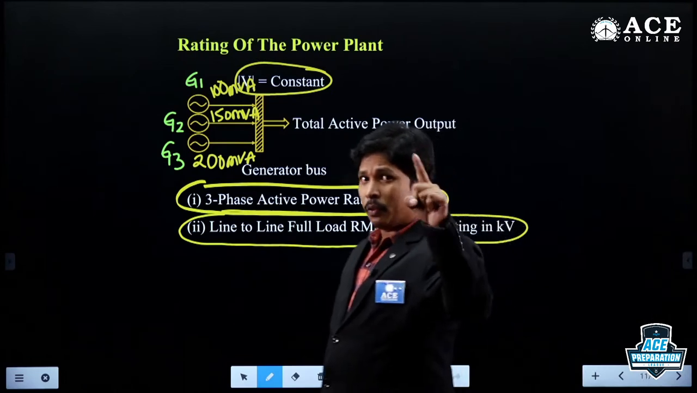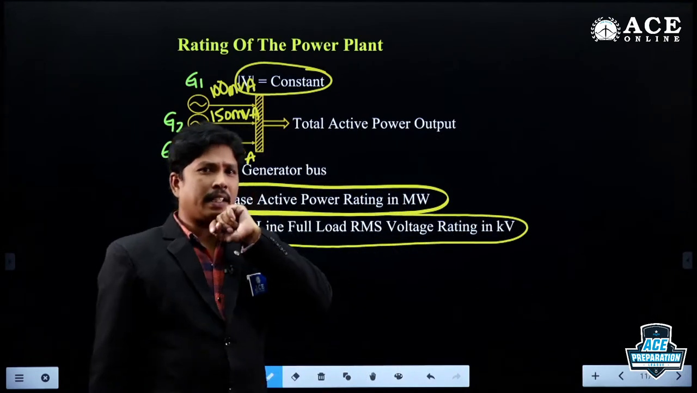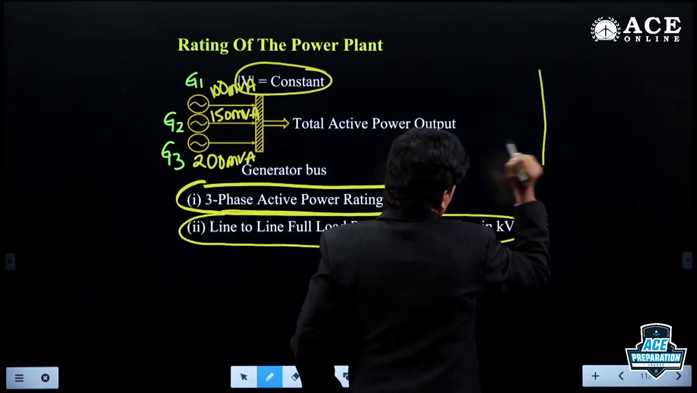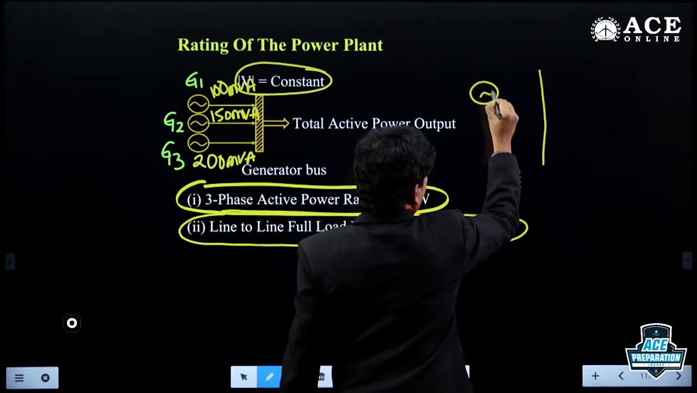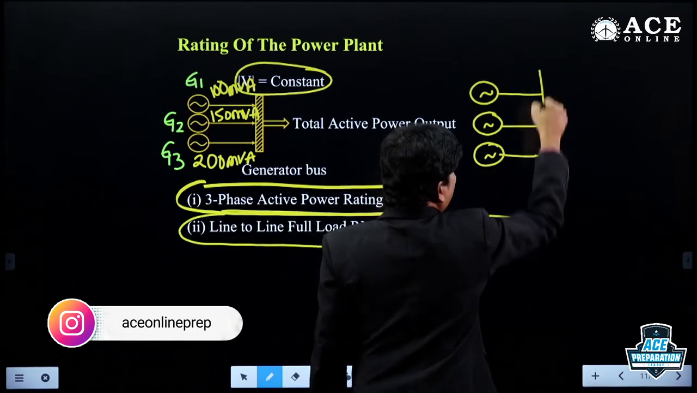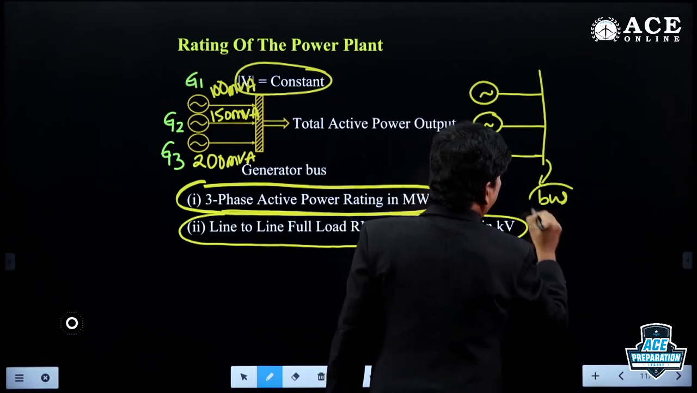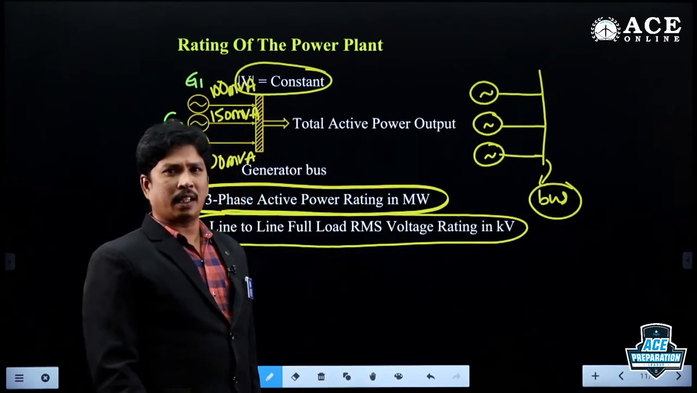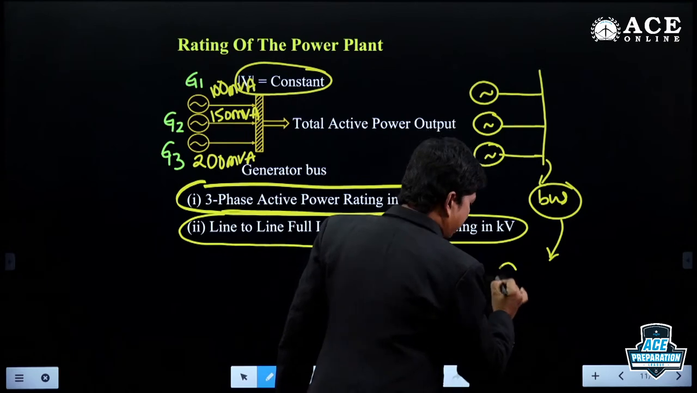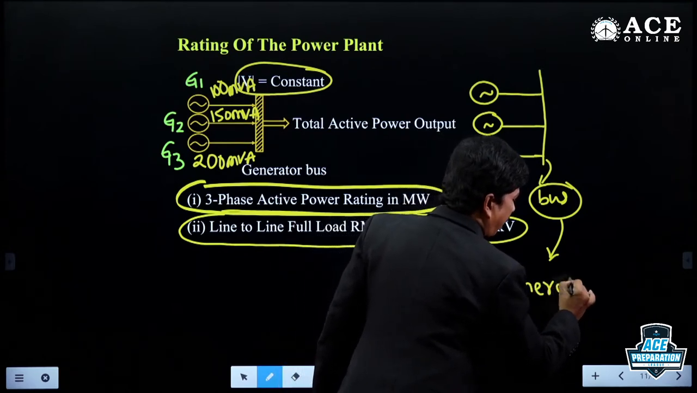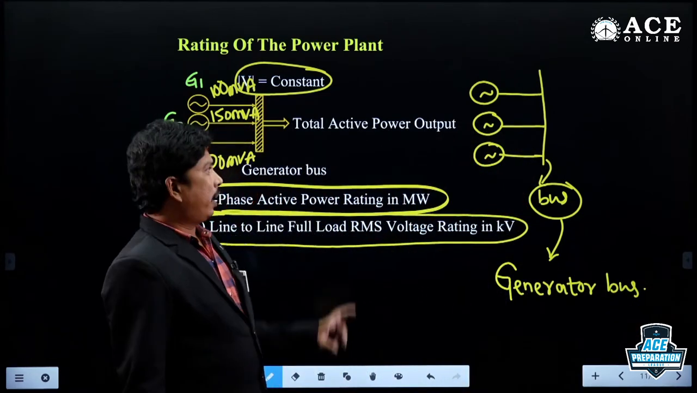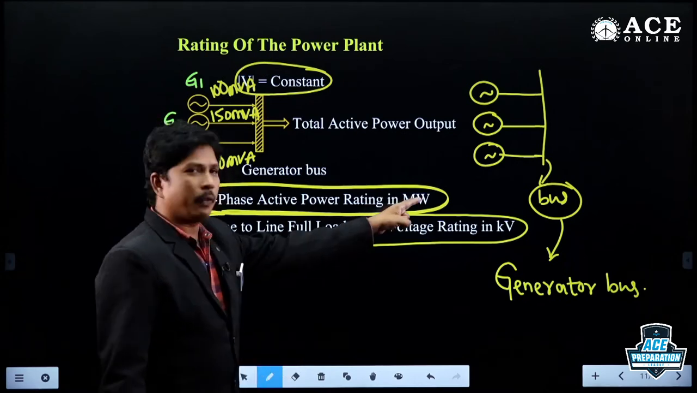Now, I want to give you one more very, very important conclusion here. Just listen carefully. Whenever we have a generator or a power plant, we have connected several generators in parallel. This is a bus or a node where several generators are connected, so I can call this bus the generator bus. Is it clear? At this bus, what are the quantities we know?